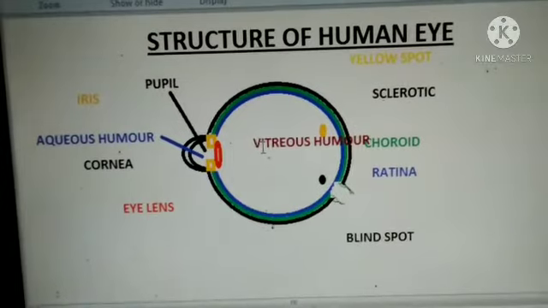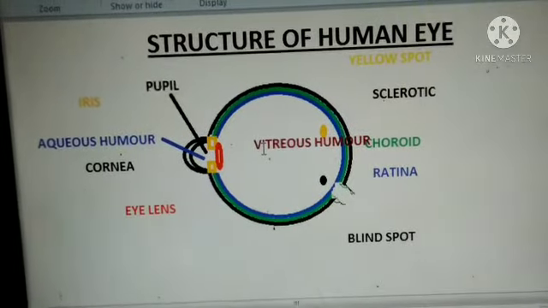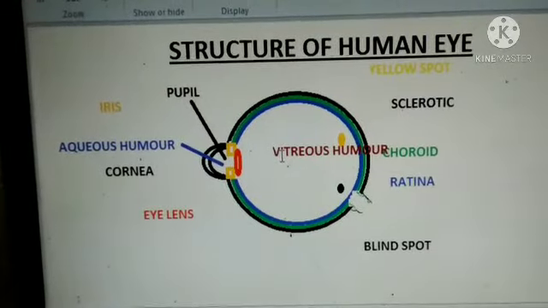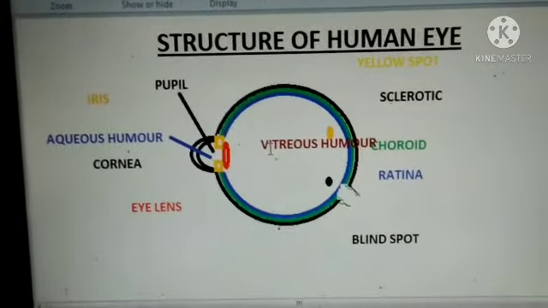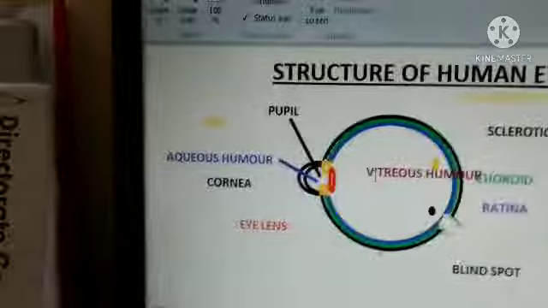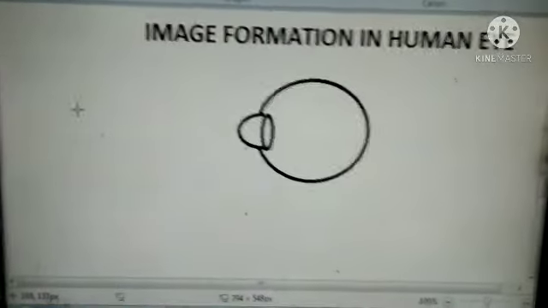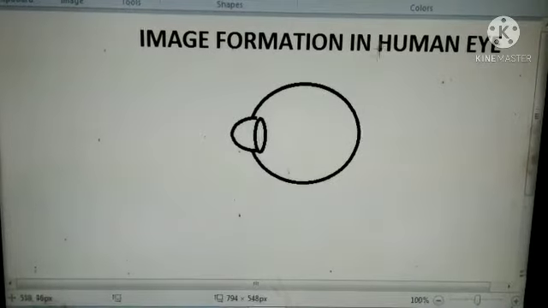That is all about the structure of the human eye, all about the parts of the human eye. Now the human eye structure is this. Now image formation in the human eye.